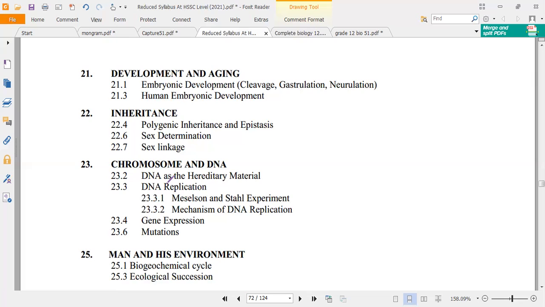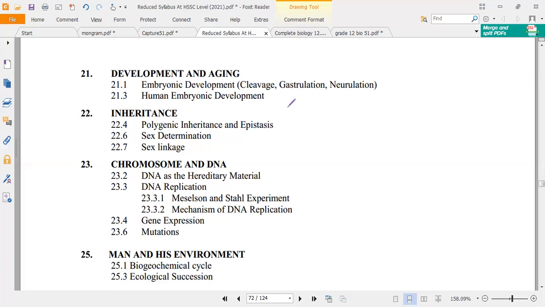So the next one, human embryonic development, 21.3, that is the exact number which is in the book, that is included. Under that, there are some subtopics: development of human in first, second, and third trimesters. These are included. The placenta, twins and quadruplets, and umbilical cord are included, all up to fraternal twins. These are all included in this topic, which is human embryonic development.